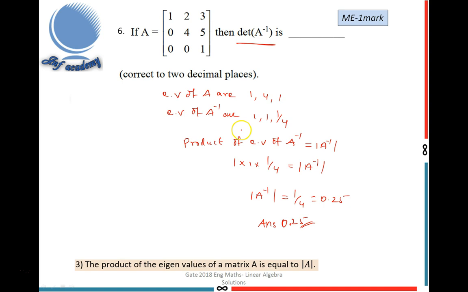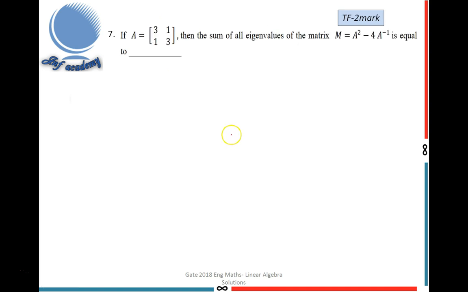Now, let's move on to the 7th problem. The 7th problem: if A equals 3, 1, 1, 3, then the sum of all eigenvalues of the matrix M, where a new matrix M is given as A squared minus 4A inverse, is dash. It's from the textile engineering department. It has 2 marks.